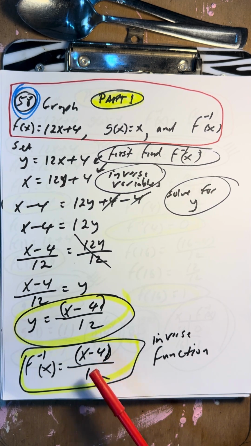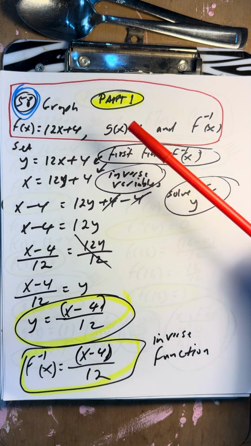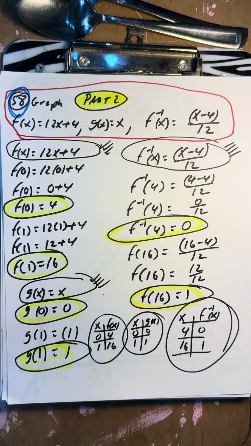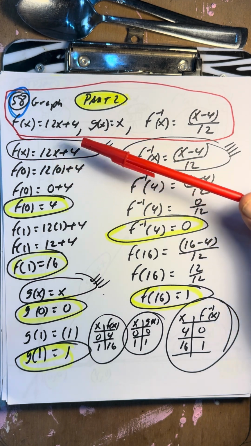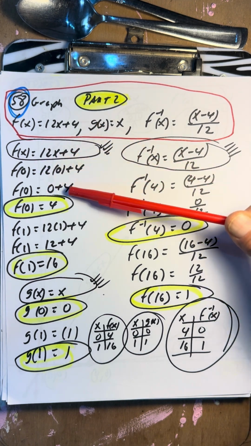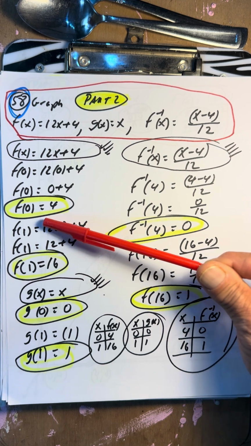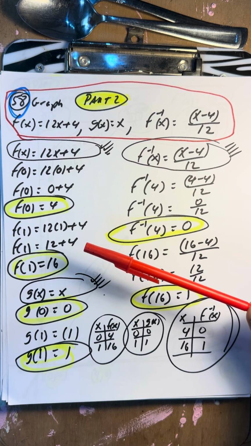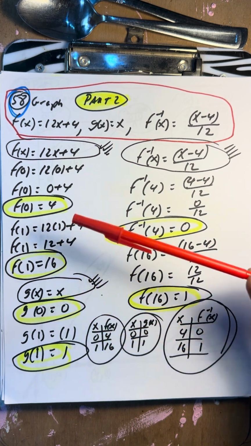This is the inverse function of f of x. So now we need to find some points. f of x is 12x plus 4. I'm going to put 0 in there: 12 times 0 is 0, plus 4 is 4. And I put a 1 in there: 12 times 1 is 12, and that's 16. So (0, 4) and (1, 16). These are the points that belong to the f function.